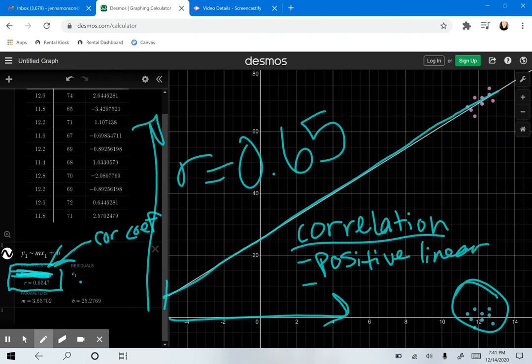But what about strength? Well, we have an R of 0.65, okay? Which means that it's definitely not weak. I would say that it's moderately strong.